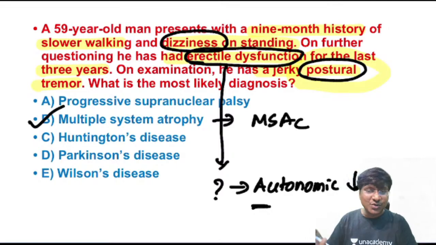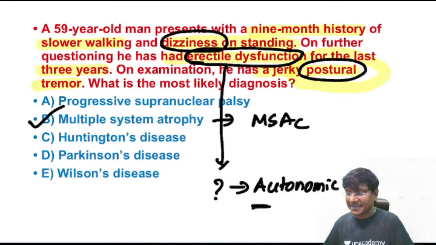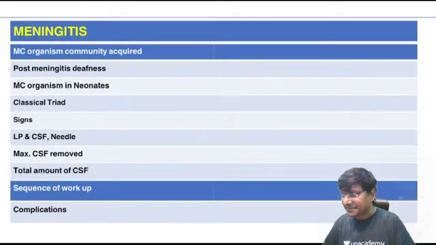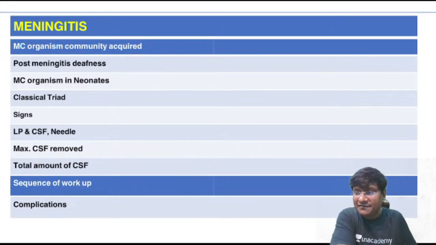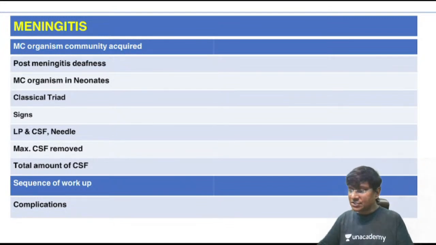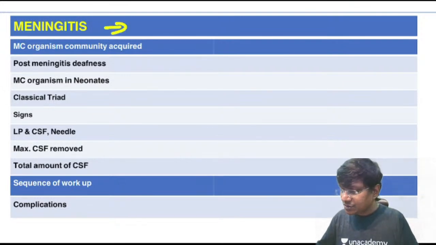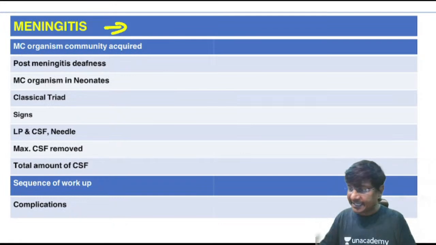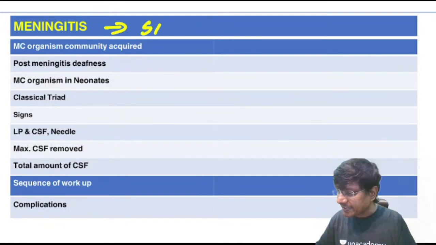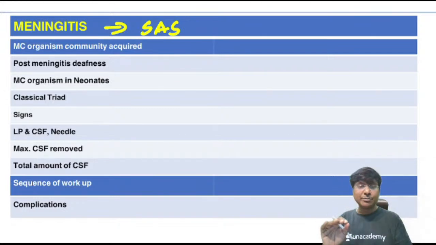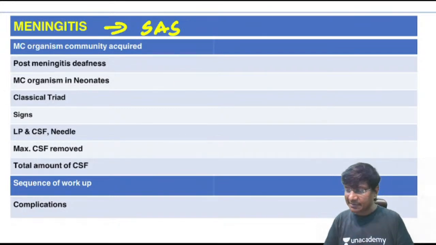Right, okay, so we are done with the atypical Parkinsonism story and the extrapyramidal and pyramidal disorders. Now we'll move on to the infectious pathologies of neurology. The infectious pathology is meningitis. What exactly happens here? Meningitis is the accumulation of inflammatory material in the subarachnoid space.